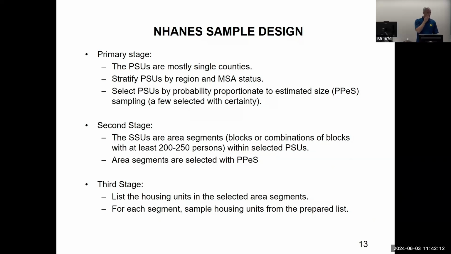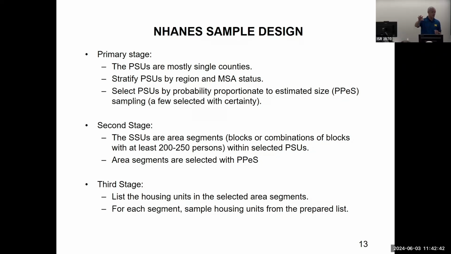Yep, George? At the first stage, or the primary stage, how do you ensure that those counties that are relatively small in size are sufficiently represented? Because this is probability proportional to size, so those that are bigger tend to be selected. Yeah, it's still random, right? So although the bigger counties might have a higher probability of selection, those smaller counties still have a probability. It's just lower. That's all.